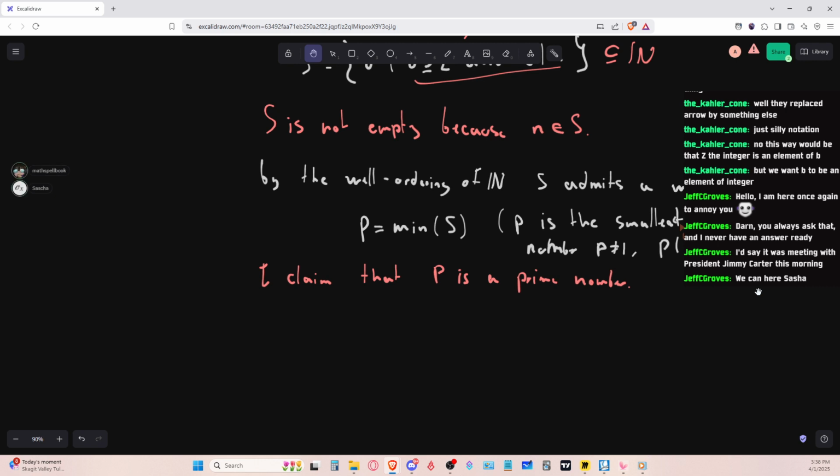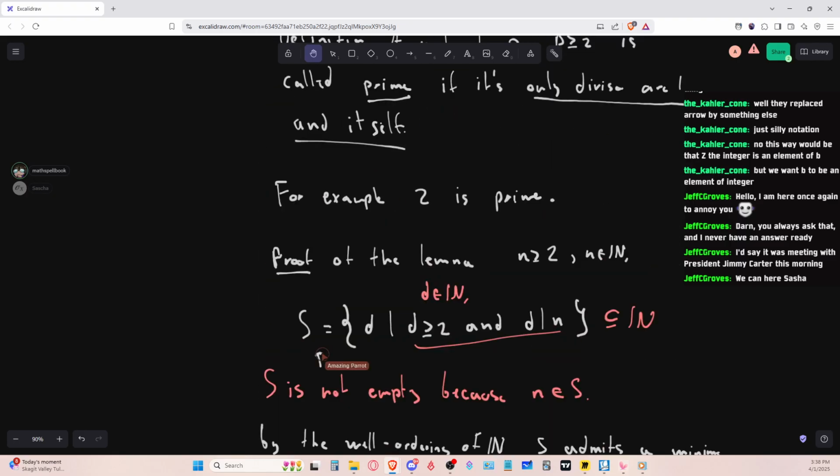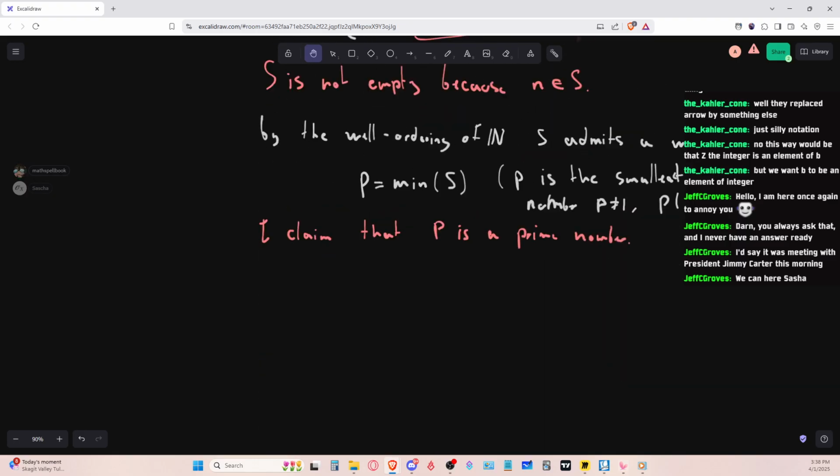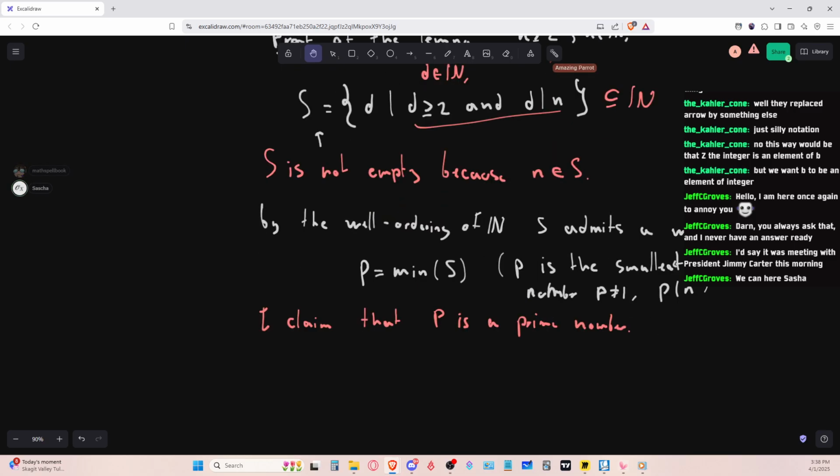Because if you had a smaller one than p, then it would be in the set S, right? Yeah, because before you wrote that n has to be greater than or equal to 2. I mean, n could be the minimum. In that case, that would just mean that n was already a prime number. But n is the number that has to be a multiple of p in this case. Okay. So I claim that p is a prime number.